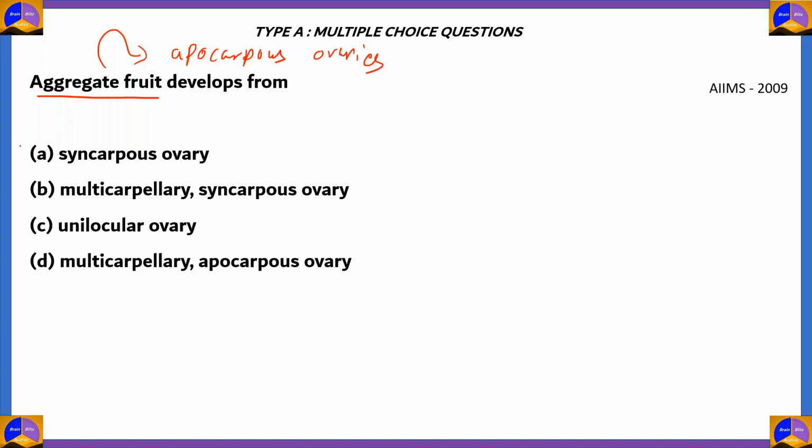So option A, syncarpous ovaries, would be incorrect as it is not apocarpous. Syncarpous ovaries form simple fruits. What about option B, multicarpellary syncarpous ovary? This again forms simple fruit. What about C, unilocular ovary? Unilocular means it's single, and a single ovary produces a simple fruit.